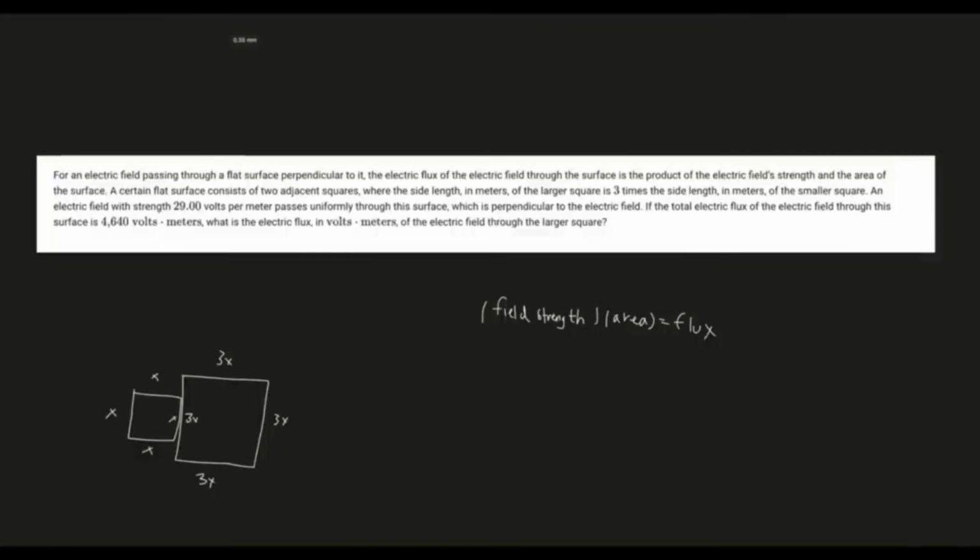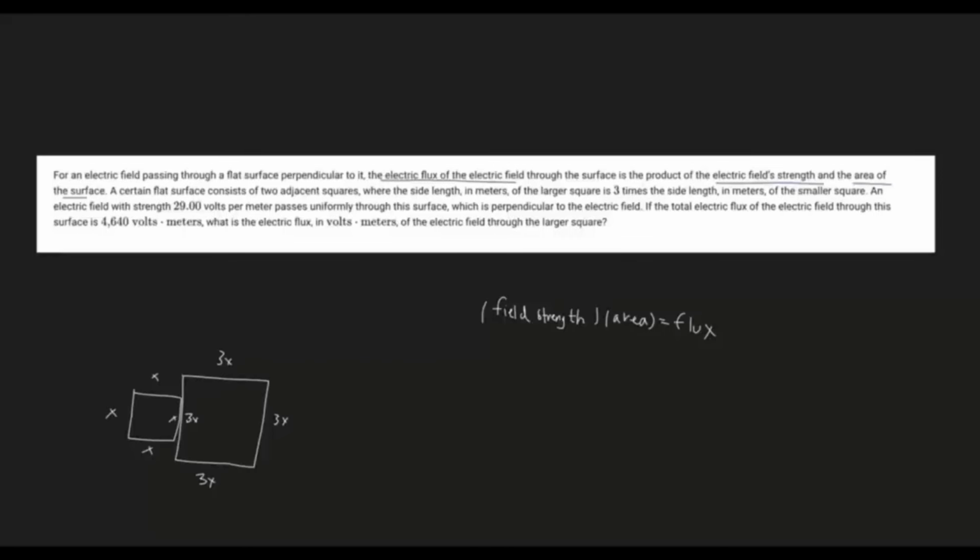It says for an electric field passing through a flat surface perpendicular to it, the electric flux of the electric field through the surface is the product of the electric field strength and the area of the surface. So it says a certain flat surface consists of two adjacent squares, which I've drawn down here. It says the side length in meters of the larger square is 3 times the side length in meters of the smaller square. So we have represented this by x for the smaller square and then just 3x for the side lengths of the larger square.